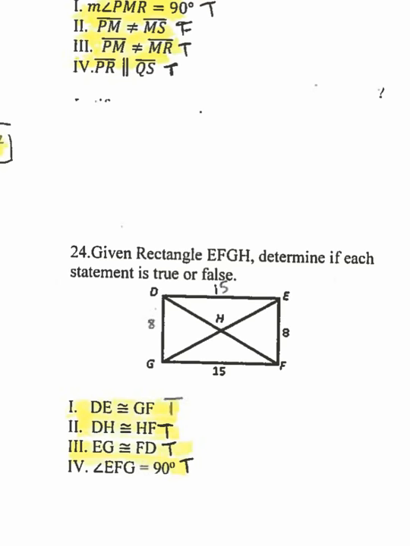24, given rectangle EFGH, determine if each statement is true or false. DE is congruent to GF. That's true because it's a rectangle. DH is congruent to HF. Again, yes, like we talked about in the previous one. Diagonals are cut in half, so each half is the same, obviously.